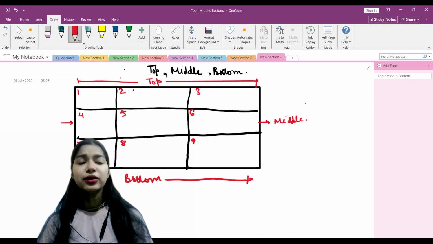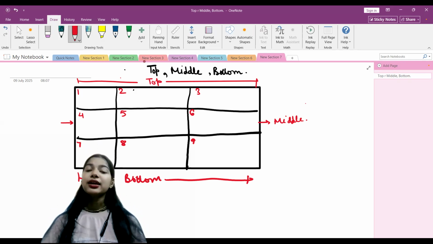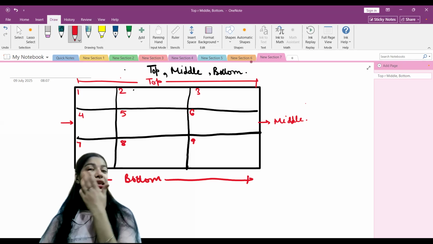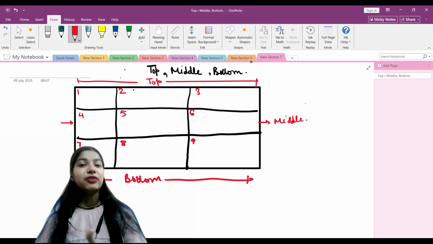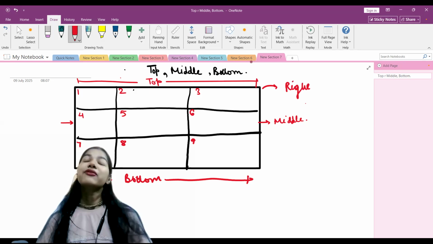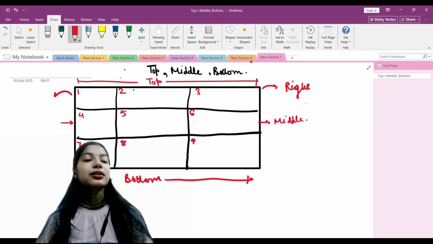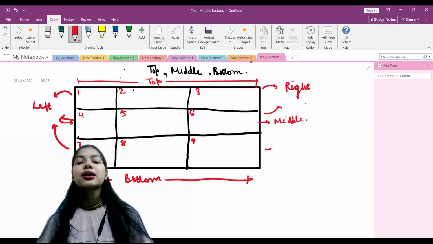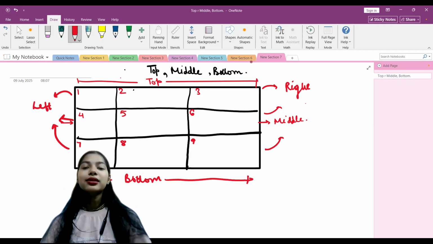Now here also we need to know which is our left hand side and which is our right hand side. That is why it is important to be very clear about which is our right hand side and which is our left. Okay. So this is our right hand side and this is our left hand side. The boxes falling on this side, like number 1, 4, and 7, are the left. And the boxes falling on this side, like number 3, 6, and 9, are the right hand side.